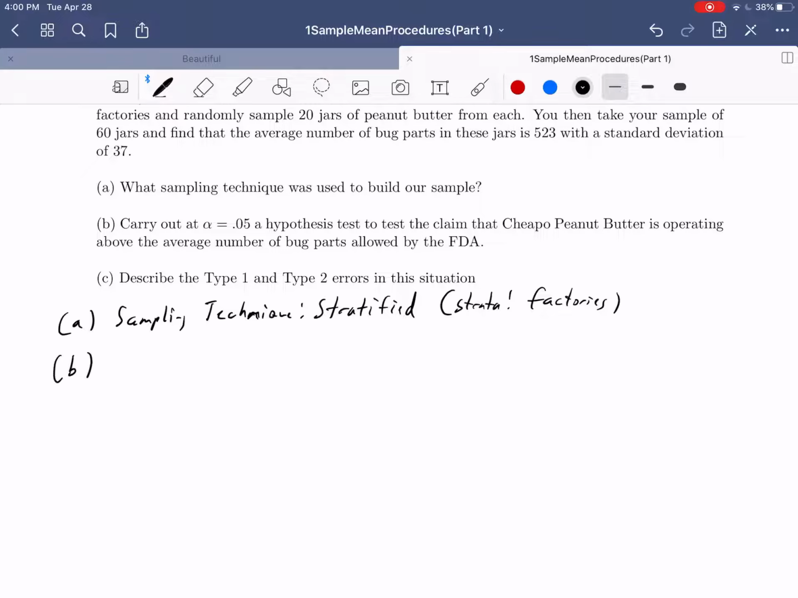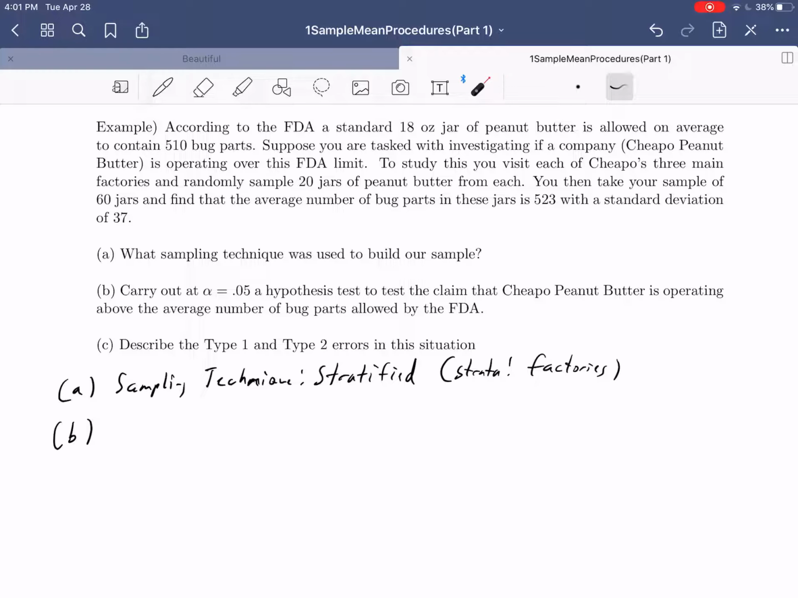So, what type of hypothesis test is this going to be? Well, it better be the type that we talked about, but let's see if we can understand why that is. Let's think about our data first. So our sample is a sample of 60 jars, so we have 1 sample, and we're calculating things like the average number of bug parts. The number of bug parts in a jar, that's going to be a quantitative variable. So we have a single sample of quantitative data, and we're going to be comparing it against the average that the FDA allows. So a single sample of quantitative data against a known or assumed average, that is exactly the 1 sample mean hypothesis test.